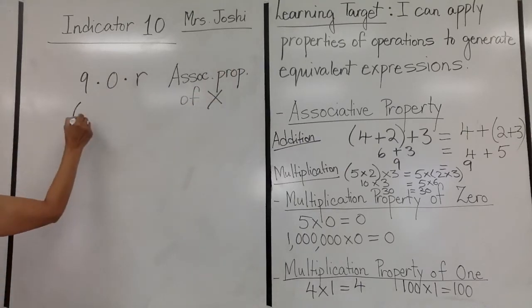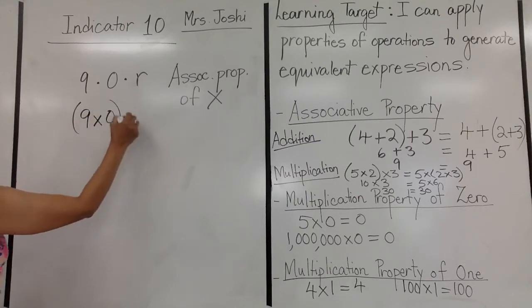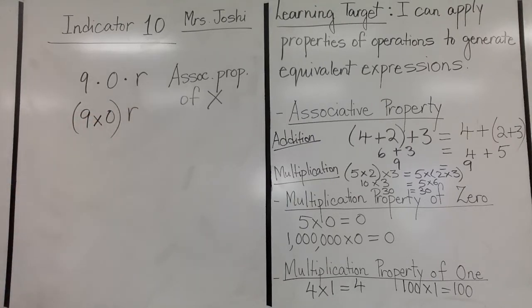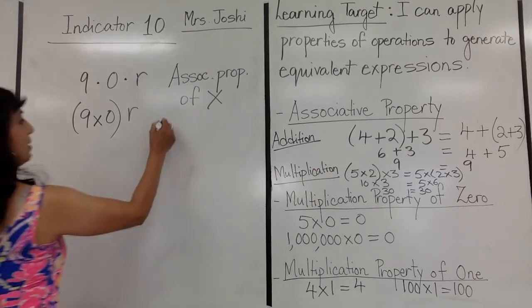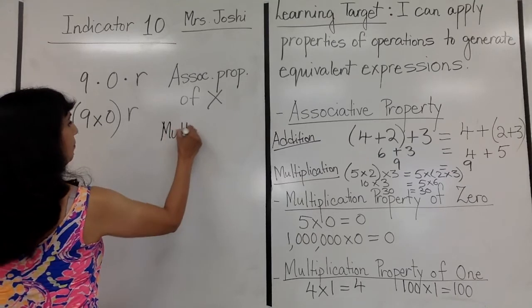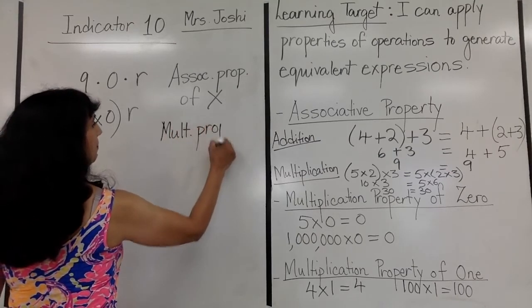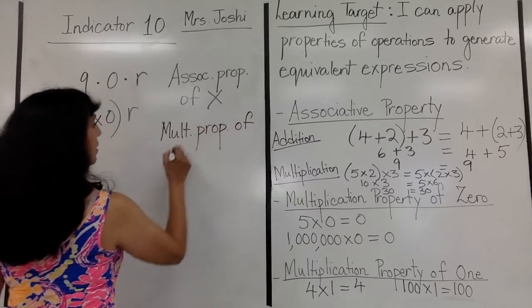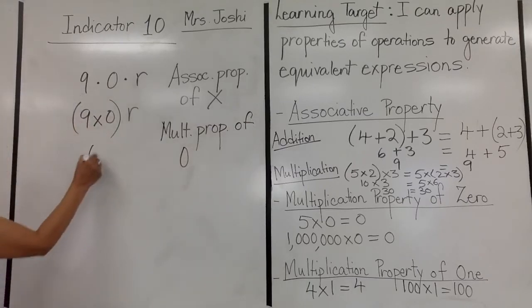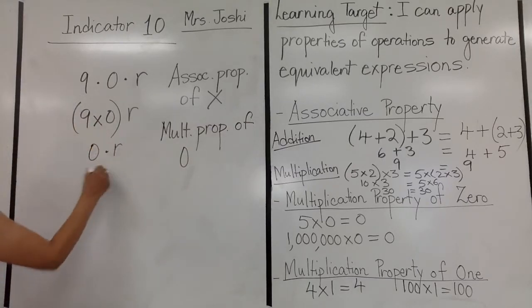So I am going to just do this: 9 times 0 and then r. These all mean the same thing. And then anything times 0 is going to come to 0. So that is my multiplication property of 0. Okay, so this is going to be 0 r, and anything times 0 is 0.